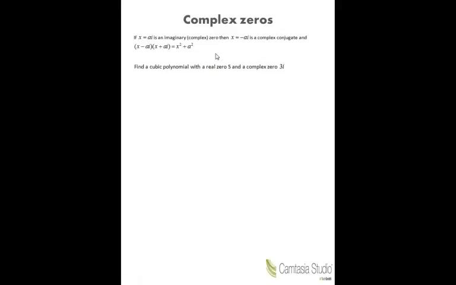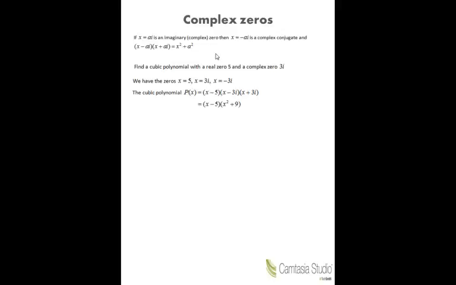Find a cubic polynomial with a real 0, 5, and a complex 0, 3i. So you can understand that x equals 5, x equals 3i, and x equals negative 3i. These are my zeros. So then the factors will be x minus 5, x minus 3i, x plus 3i. So first we will work with x minus 3i and x plus 3i.